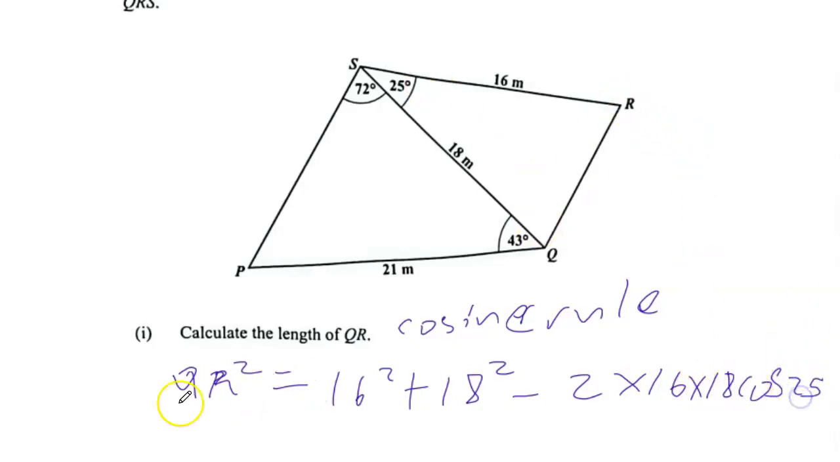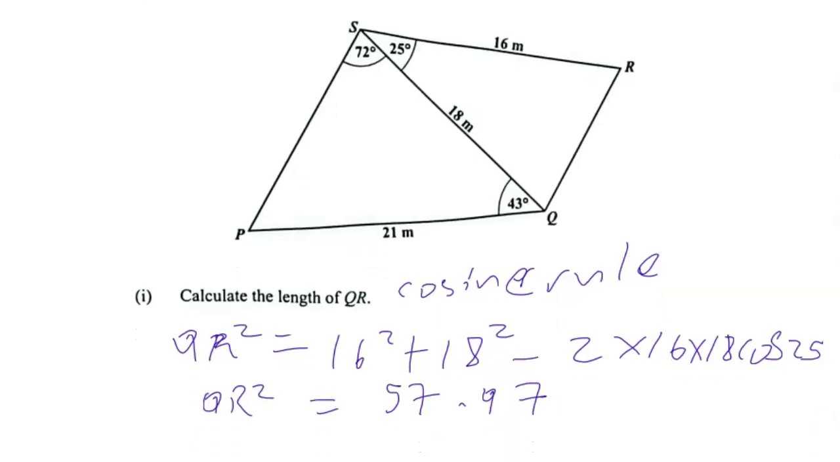And we can enter these as they are in our calculator, everything one time. We end up with 57.97. So QR would be the square root of that. Since QR squared is equal to that, QR is the square root of 57.97, which is 7.61 meters. So QR, that's 7.61 meters.